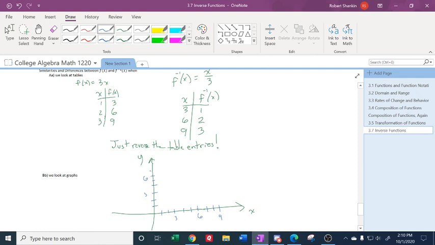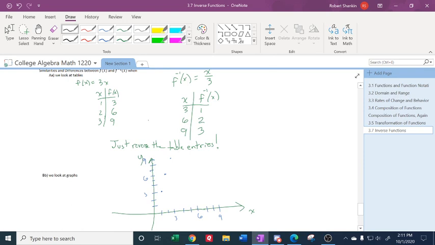Okay. Now the first points for function f: 1 over 3 up, 2 over 6 up, 3 over 9 up. You get those 3 points, and they lie on a line like this.